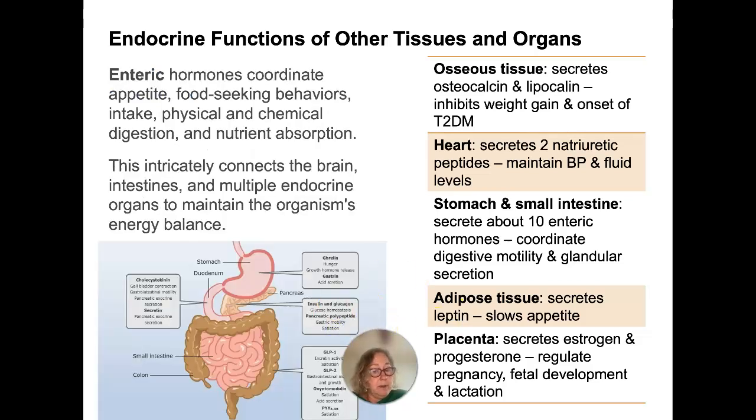Okay, next. Oh, I have to move my face over here. Okay. So enteric, another word that I didn't know if you knew because I didn't teach it to you. So I just want to make sure that you know what all these words are. Enteric hormones coordinate appetite, food-seeking behaviors, intake, physical and chemical digestion, and nutrient absorption. This basically is how the brain and the intestines are connected. You know, everything in your brain is related to your stomach. Well, that's actually true. A lot of things going on.